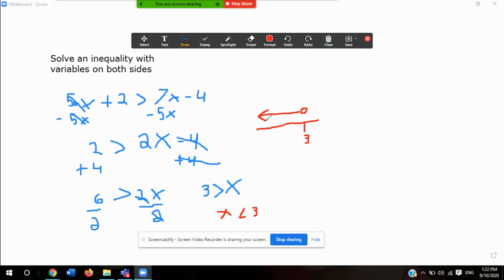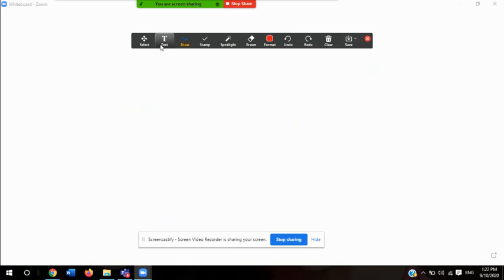Example number 5, ladies and gentlemen, is the same thing, but our problem varies ever so slightly because it's a compound inequality. Okay, so I'm going to go ahead and clear this image. And now we're going to solve a compound inequality. This is example 5.